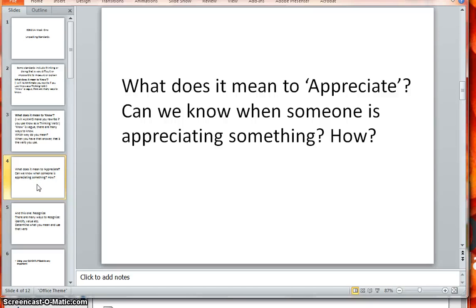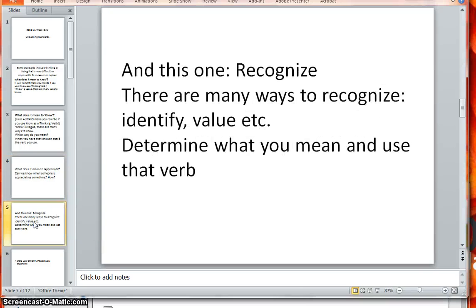Appreciate's another one that you'll see in standards. And how can we know if someone's appreciating something? So think about that one. And also recognize. What do we mean by recognize? We don't want to say a student will recognize the importance of something. So what do we really mean by recognize?